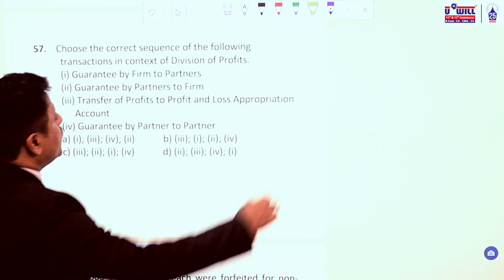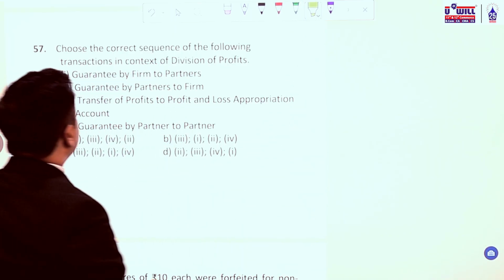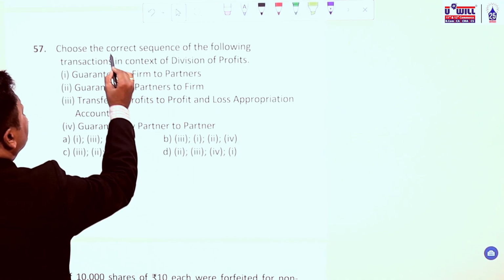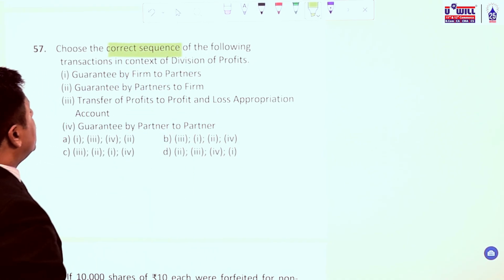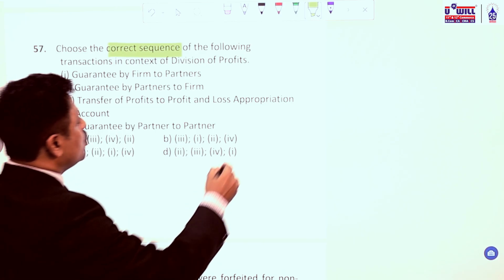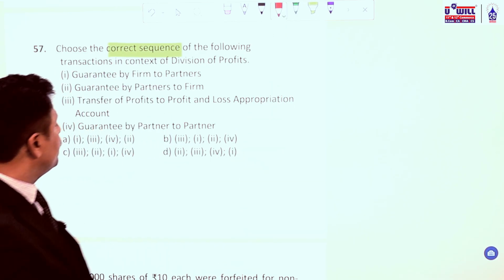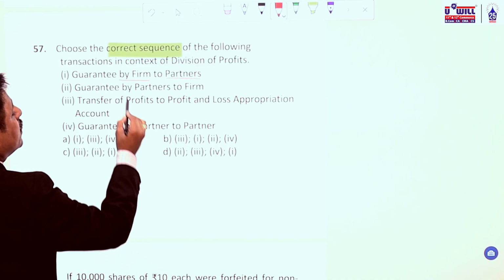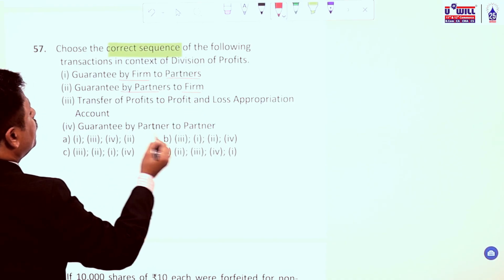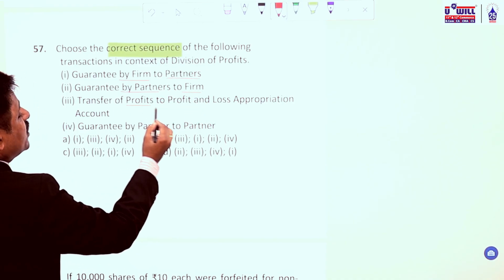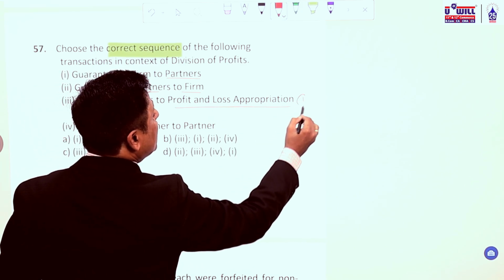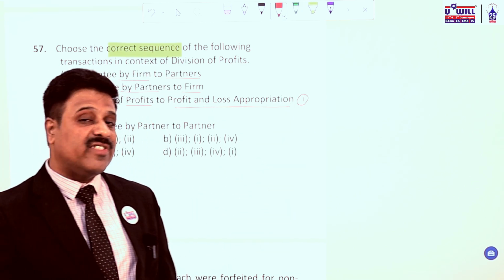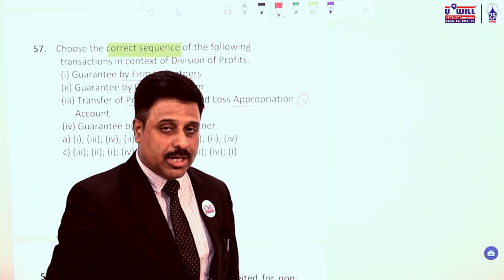Now have a look at it. Choose the correct sequence of the following. We have to choose the correct sequence of the following. So let us do the markings. What will come first? First, guarantee by firm to the partners, then by partner to the firm, then transfer of profits to P&L appropriation account. This would be done first. Very first, the profits from profit and loss account will go into P&L appropriation account.